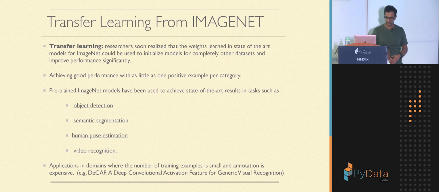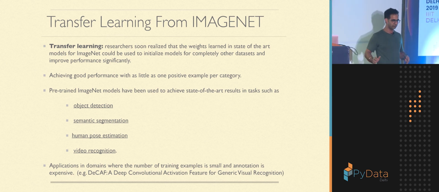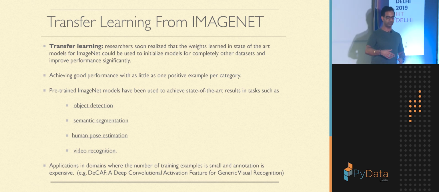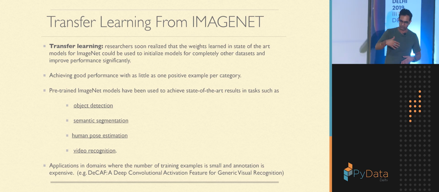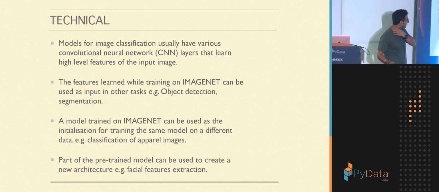Object detection, segmentation, pose detection, video recognition. In fact, across domains also. Even today, the best models that we are using to study X-rays or blood samples, or across domains like agriculture, are all based on the convolutional neural networks that were developed by ImageNet, right?